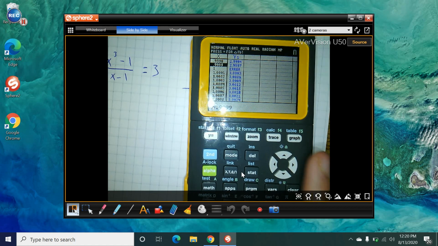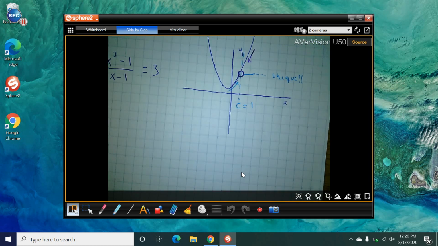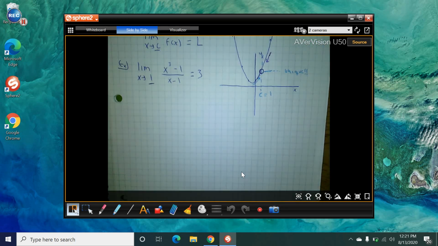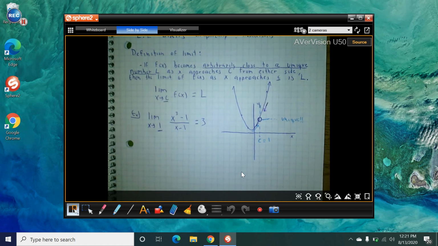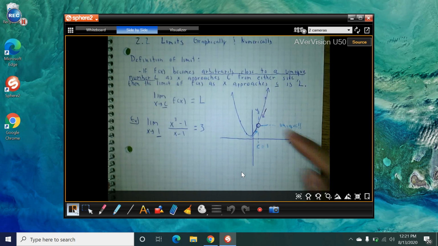Okay, so let's talk about this real quick. That was a very, very quick example, but I think it's an example that you guys can understand, and after watching this video, you should be able to successfully use a graph to estimate a limit, or use a table to estimate a limit. Hopefully you also understand the definition of a limit by this point.